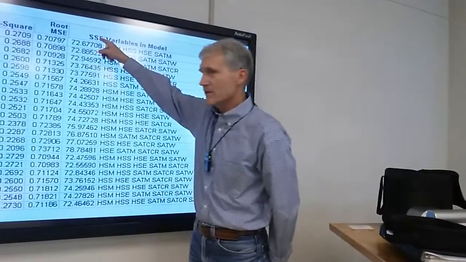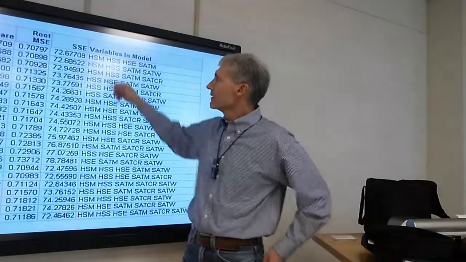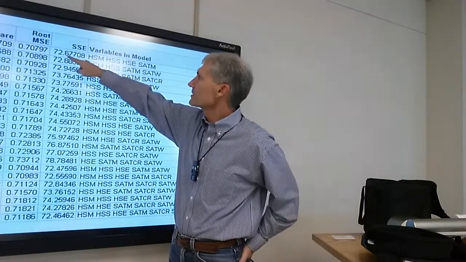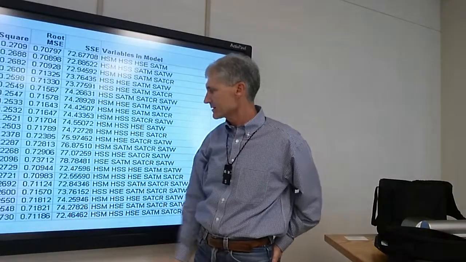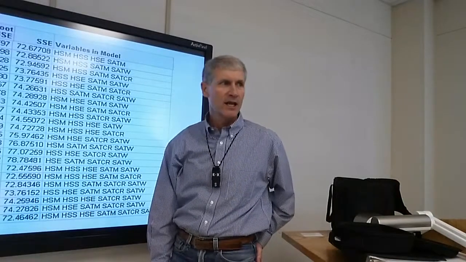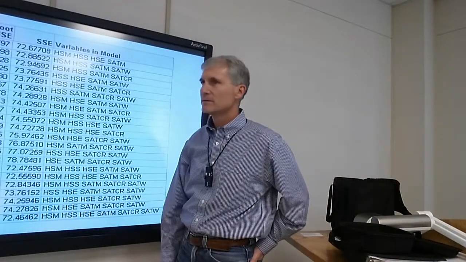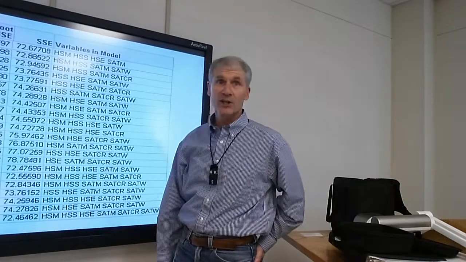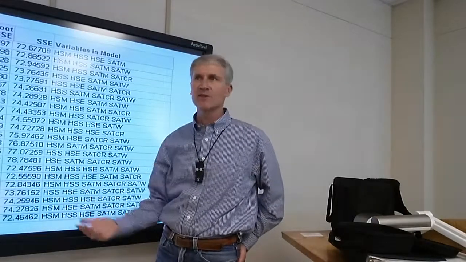He's looking at sum of squared error, the error sum of squares from the ANOVA table. With the 4 variable model, it's 72.67, and down here it's 72.46. What happens to sum of squared error when you add another variable into the model? It can't go up, right? Adding another variable cannot add to the total amount of unexplained variability.